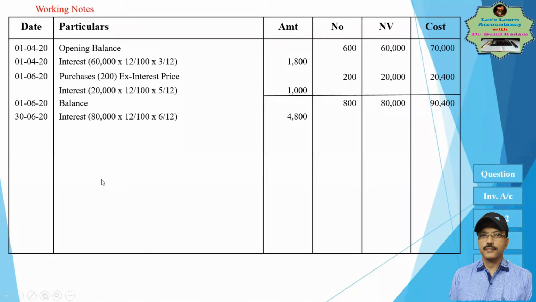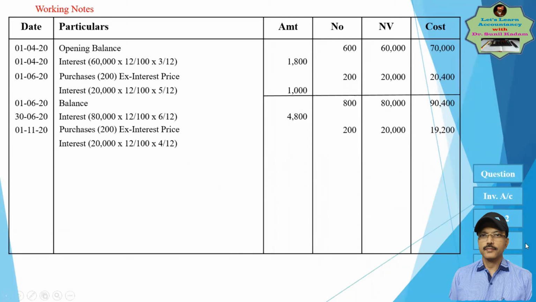Working note next. On 1st November, purchases 200 into 20, that's why 200 comes. Units 20,000, and the cost is given as 19,200 for the purchase. And the interest we need to calculate on it, because the interest is paid additionally. Ex-interest price 20,000 into 12% for 4 months.